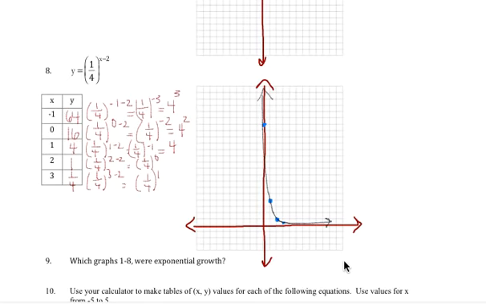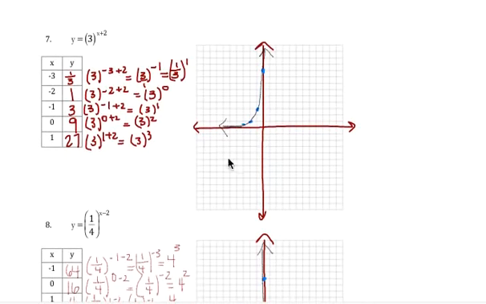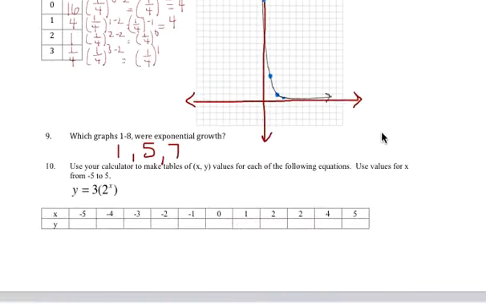Number 9 says, which graphs 1 through 8 were exponential growth? Which ones do you think, when you go back and look at 1 through 8, would be considered exponential growth? Hannah? 1, 7, and 5. 1, 5, and 7. That would be correct. Exponential growth, because you can see how it grows, right? It goes up. That's exponential growth. Okay? All right, let's look at number 10.